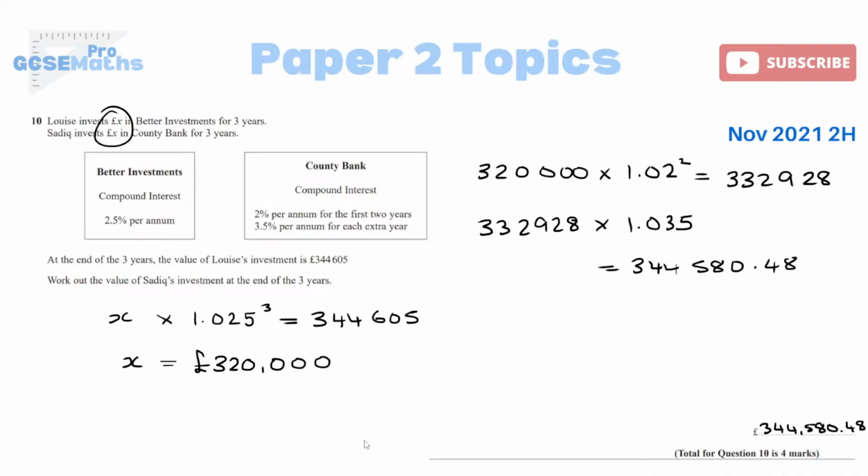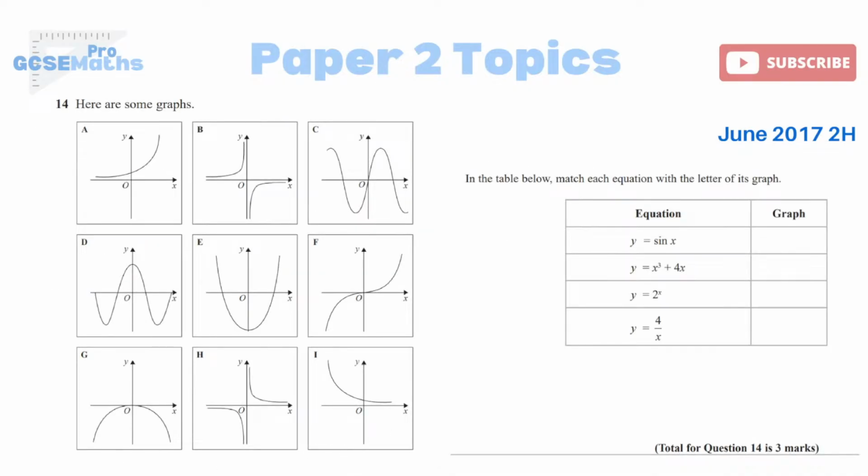Okay, so that's a little bit of compound interest. I've seen a lot of recognizing graphs come up in paper 2s, maybe even paper 3s. This is obviously the biggest question with 9 graphs. Sometimes it's only just 4 graphs, sometimes it's 6 graphs. I thought I'd just go with the one that had the biggest amount of graphs for us to look at.